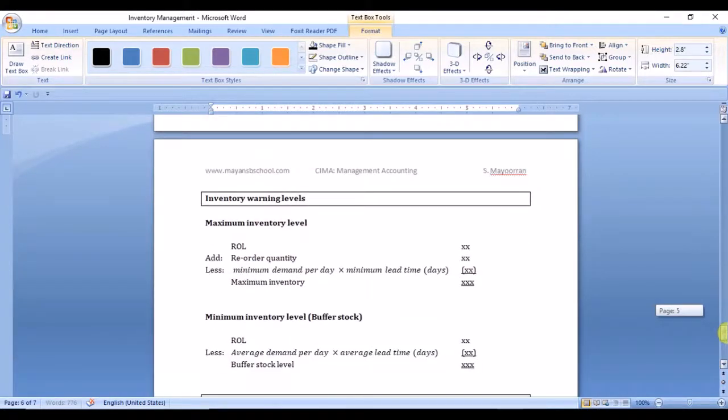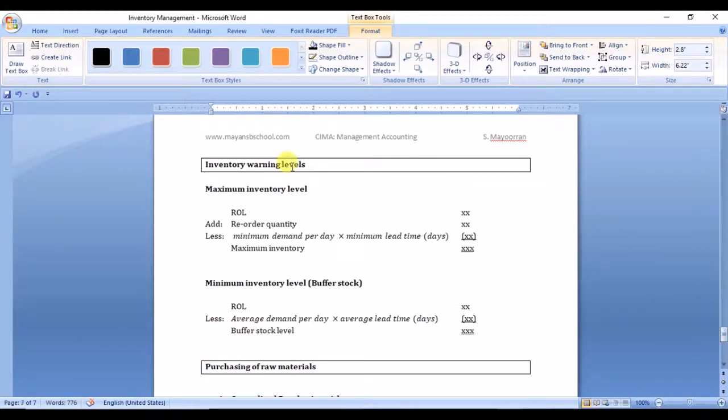Then we have something called inventory warning levels. I'm not going to do calculation on this because it is not so important, not very frequently or not at all tested area. Know that reorder level plus reorder quantity minus minimum will give you the maximum inventory. Why do we need to calculate maximum inventory, guys? Why we need to calculate maximum inventory is you need to know what capacity of storage you need to have.